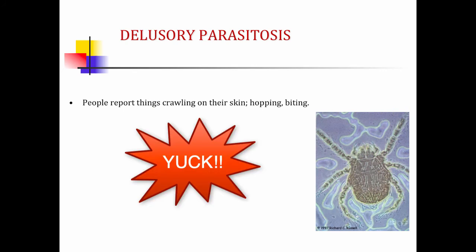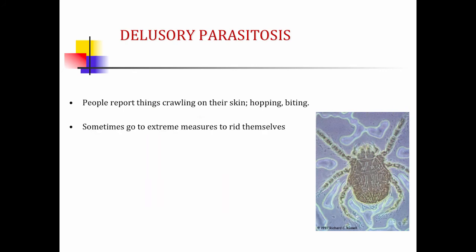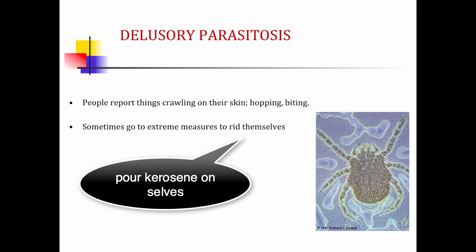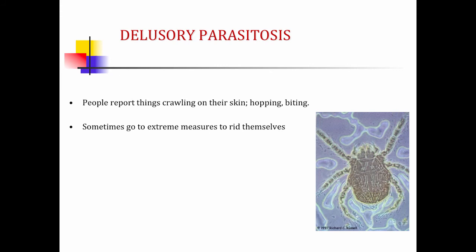Here is a disorder in which individuals feel like they've got bugs crawling on them, and they sometimes go to extremes to get rid of what they think may be crawling on them. They may pour kerosene on themselves. They may use agricultural pesticides to try to kill something that's not there. These individuals are usually treated with medications to try to calm them down.